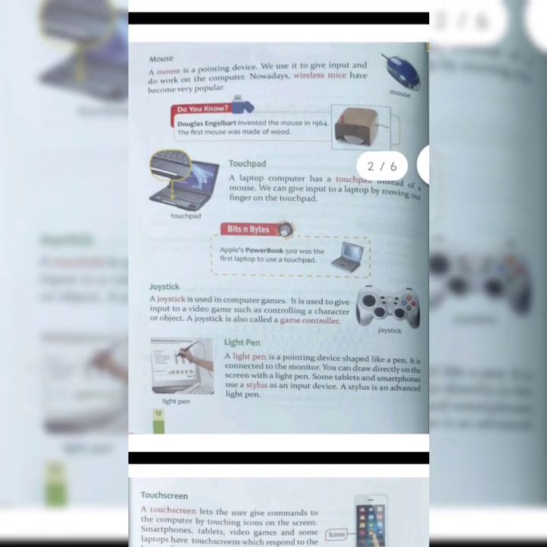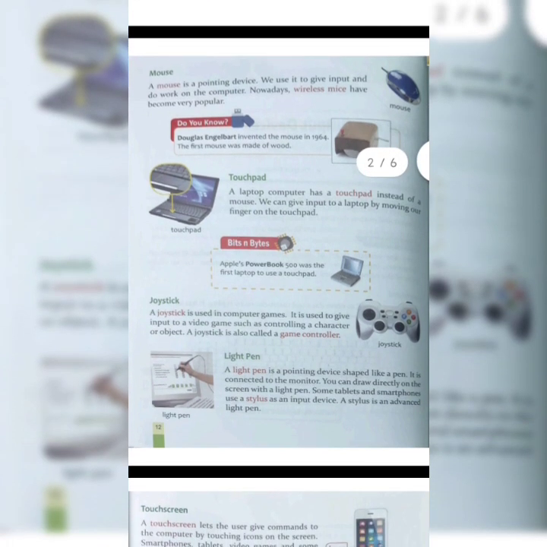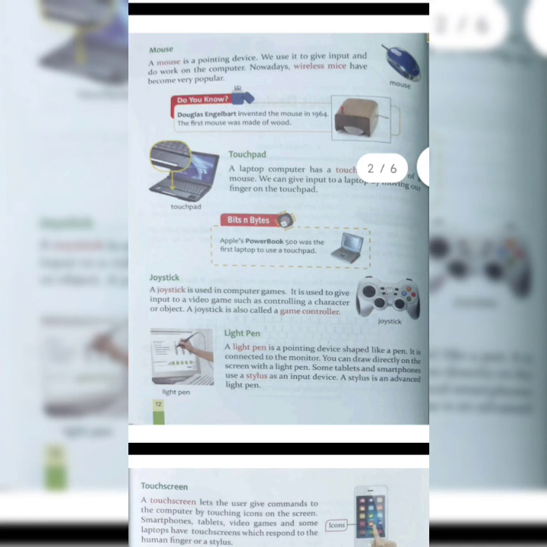Mouse. A mouse is a pointing device. We use it to give input and do work on the computer. Nowadays, wireless mice have become very popular. So, what is the function of the mouse? We use it to give input and work on the computer by moving the cursor. Douglas Engelbart invented the mouse in 1964. The first mouse was made of wood.